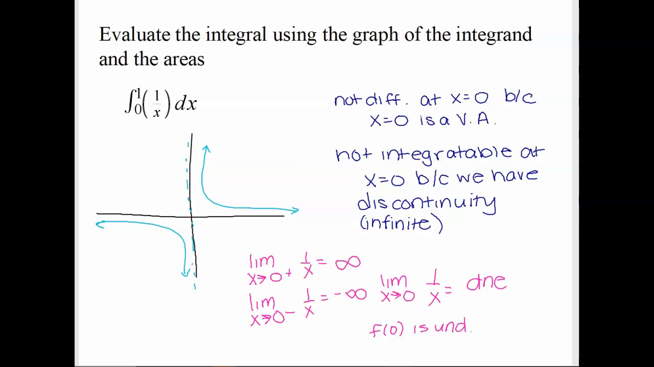But it only has to be continuous over that interval. Correct. So like if the integral was, let's say, 2 to 4, now it is integrable. Okay.